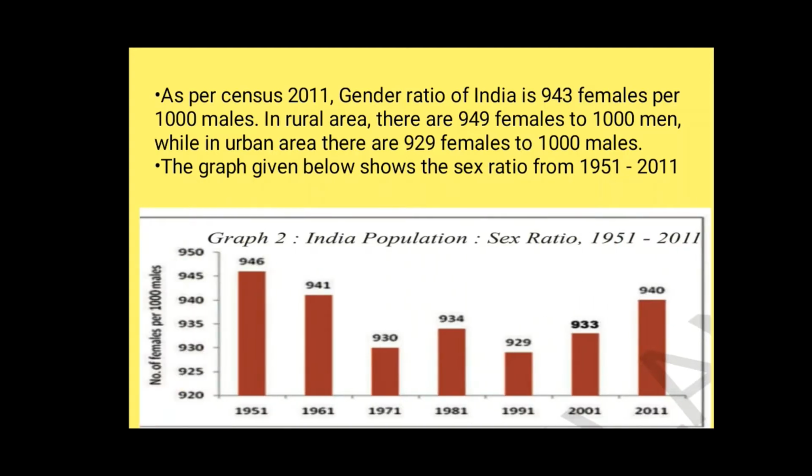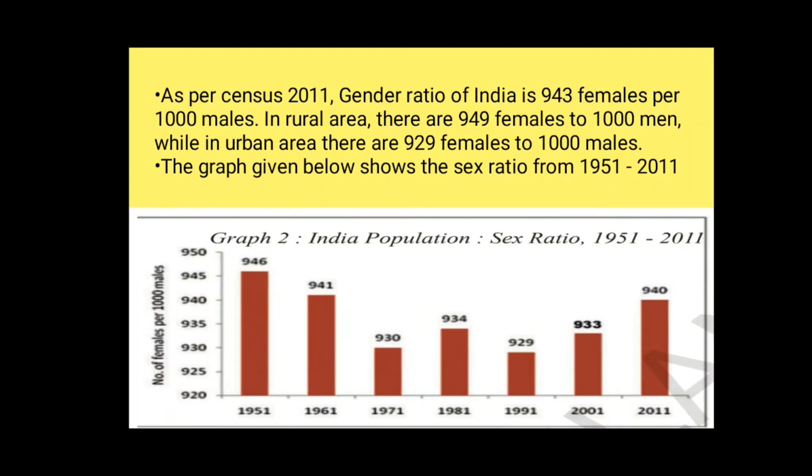The graph below shows the sex ratio from 1951 to 2011. In the graph, we see that the number of females per 1000 males is marked on the y-axis and the years on the x-axis. Now when we see the year 1951, there were 946 females per 1000 males. But from 1951 to 2011, the female population was always less than males. This indicates female discrimination in our country.